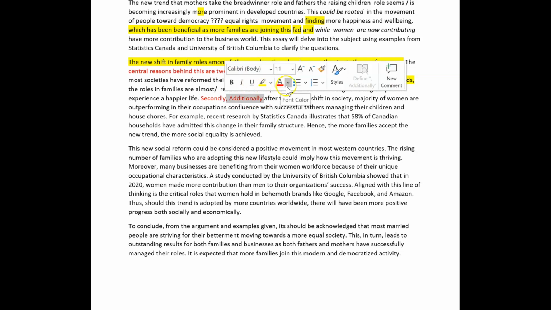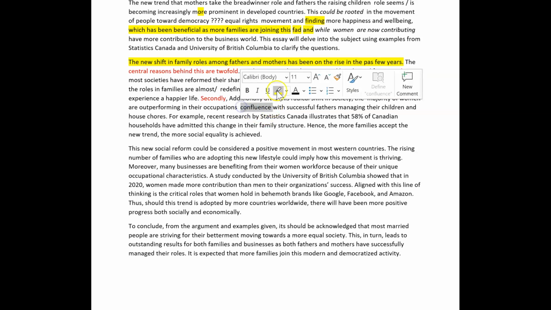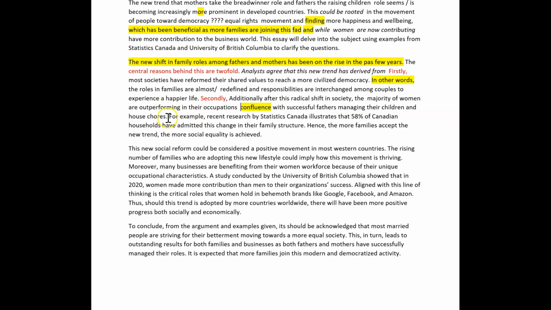So here I go, additionally, after this radical shift in society, the majority of women are outperforming their occupations, confluence as successful fathers managing their children and household chores. Now, the majority of women are outperforming their occupations. I don't think you can say that. Confluence with. What do you mean, confluence with? Not sure about the word there, and be careful on that sentence. That seems like a really big sentence. For example, 58% of Canadian households have admitted this change in the family structure. Hence, the more... Yep, okay, I get that.